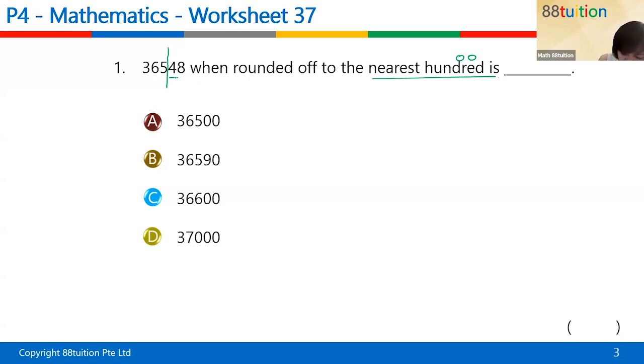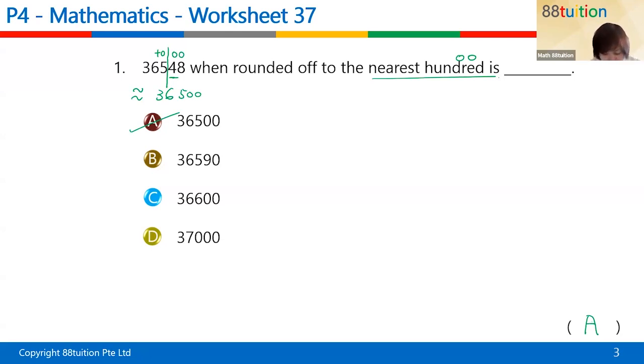So it's a 4. As long as it is 4 and less, we do not have to change the hundreds place here. Then this will remain as 0, 0. So rounding off will give me 36,500. 36,500 will be for number 8.